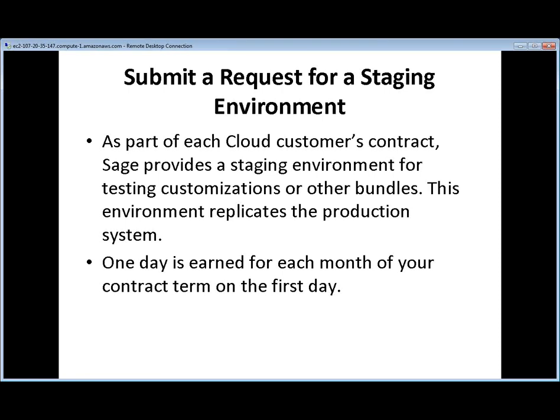An example of that would be if you have a 36-month cloud contract, you're entitled to 36 days of the staging environment, and you can stop and start the staging environment so the clock isn't running when you're not using it, however it's convenient for you to do that.